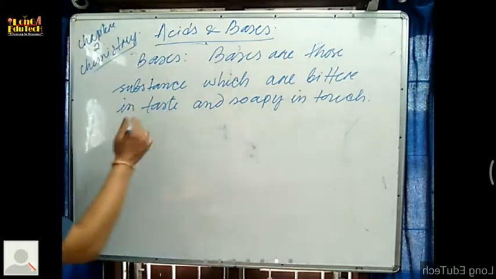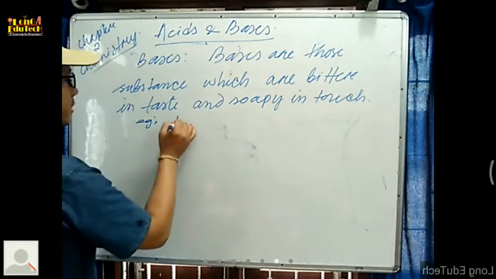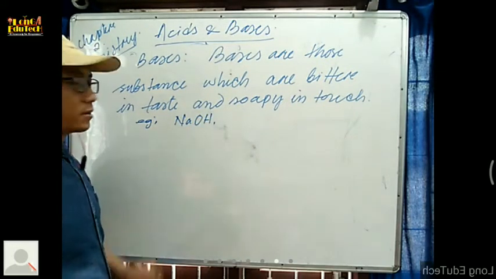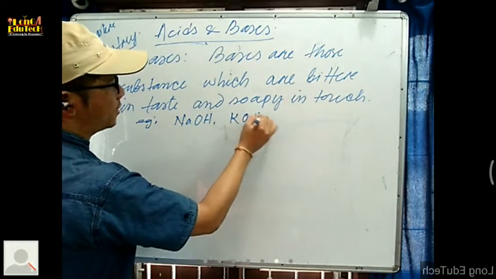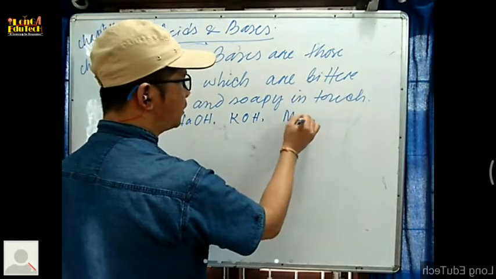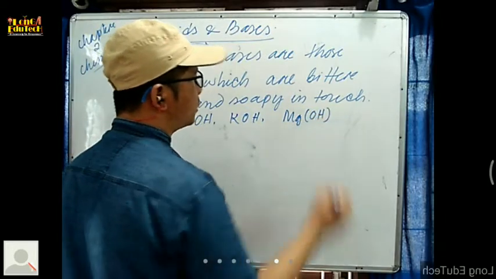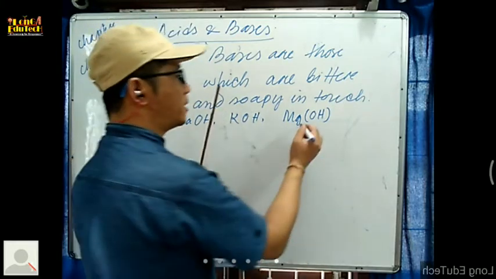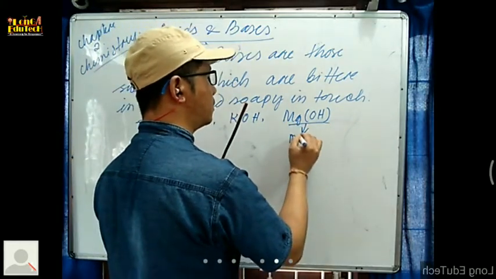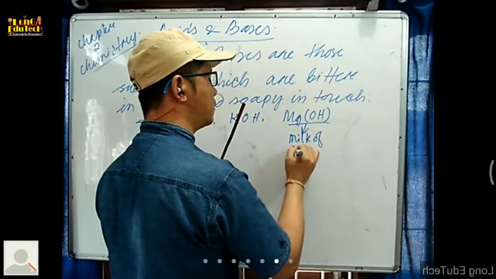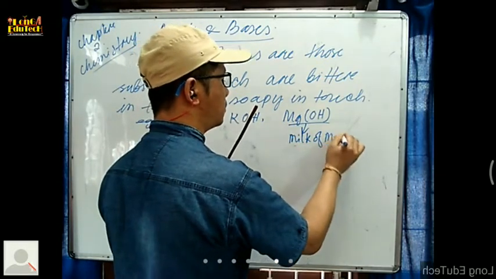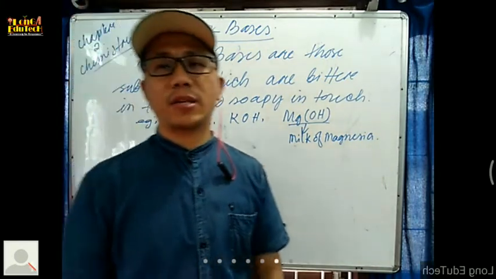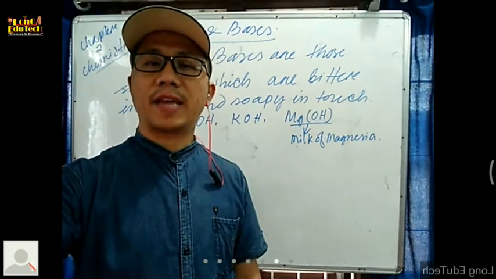Example of a base is sodium hydroxide. This is a strong base. Sodium hydroxide, potassium hydroxide, magnesium hydroxide. You know, this is called the milk of magnesia. Generally this is called the milk of magnesia. And in the market you will find it under the name of Digene.